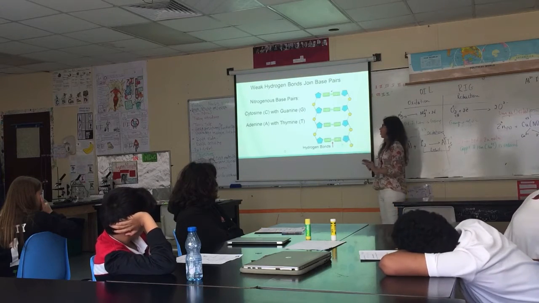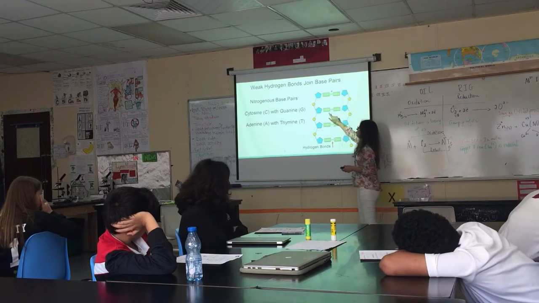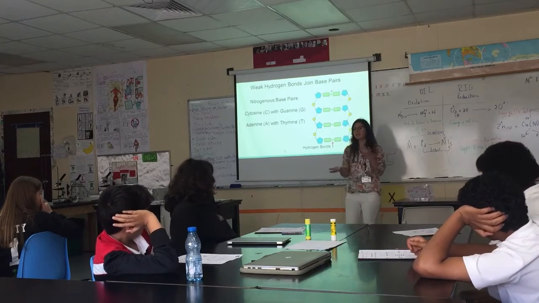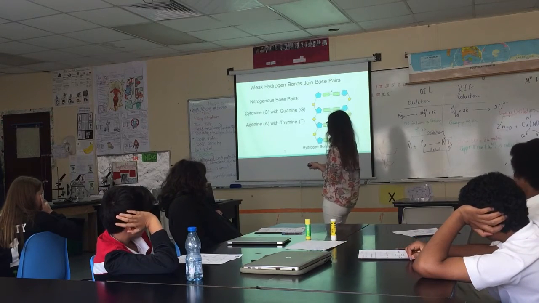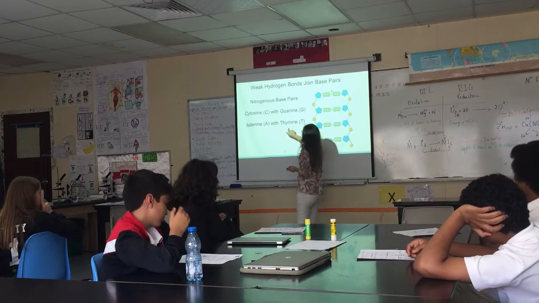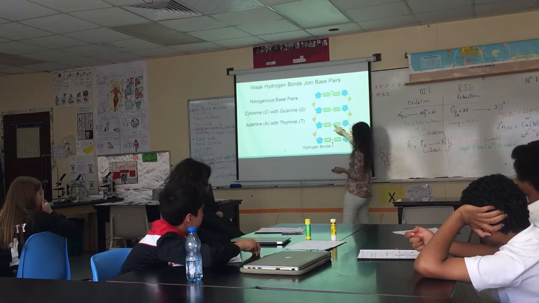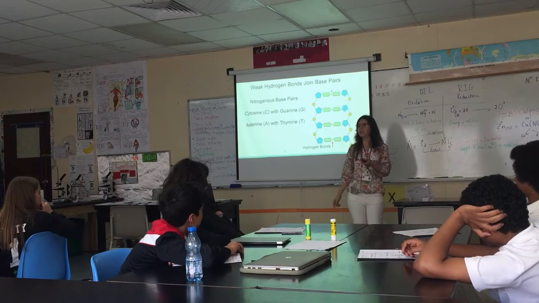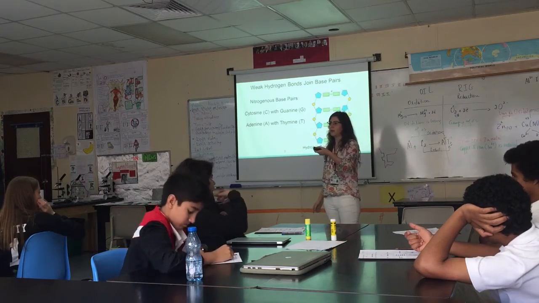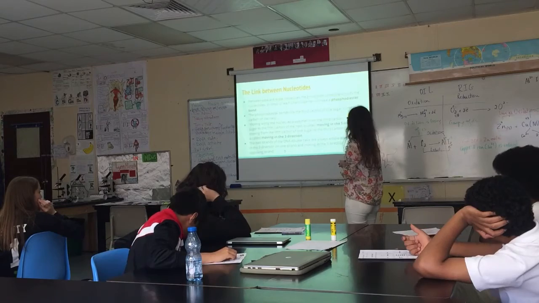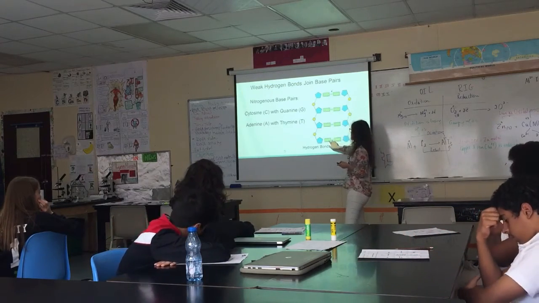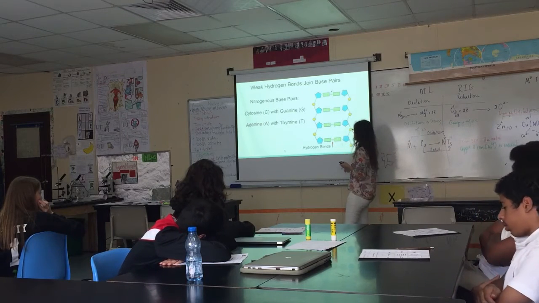So A with T always, T with A, G with C. So G will not be linked with A. G and C will be together, A and T will be together. So we have cytosine with guanine, adenine with thymine. And what are the bonds between those nitrogenous bases? Could you please raise your hand when you want to answer? Yes, Aisha. Hydrogen bonds. So the link between the nitrogenous bases are hydrogen bonds.